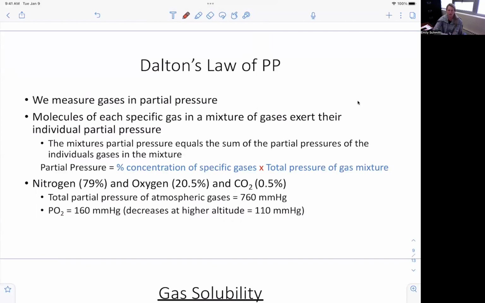And when I show the Fick's law of diffusion video, hopefully visually we'll be able to make some more sense of this. So we know that if we have nitrogen, our oxygen, and our carbon dioxide, the total partial pressure of atmospheric gases is 760 millimeters of mercury. The partial pressure of oxygen at sea level is 160 millimeters of mercury. We know that this will decrease at higher altitudes. And in this example, we have 110 millimeters of mercury. And we'll talk more about this in our altitude lecture.